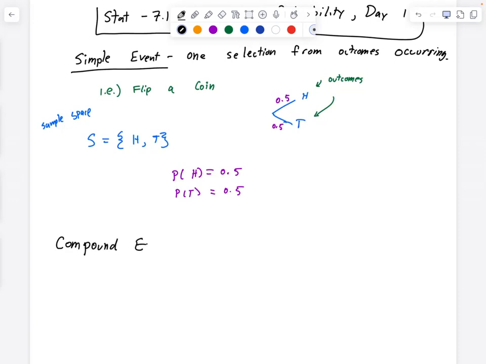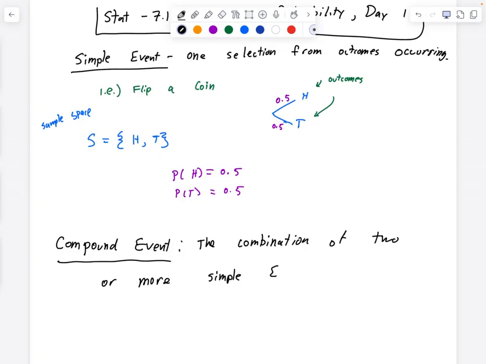Compound events. A compound event is the combination of two or more simple events. Now, the two events do not have to be identical to each other, first and foremost.